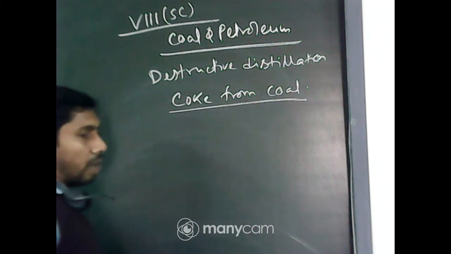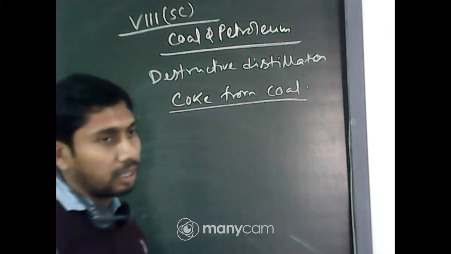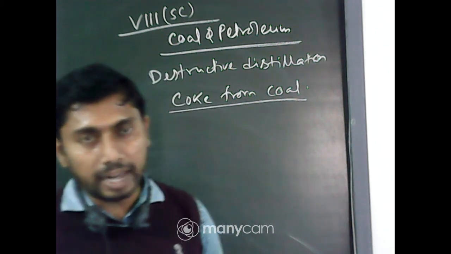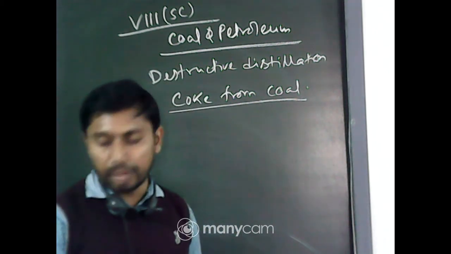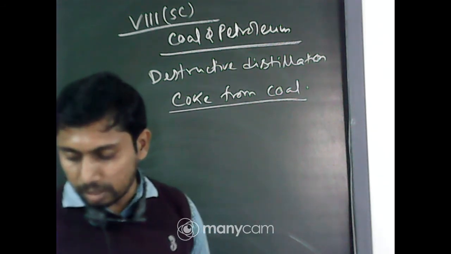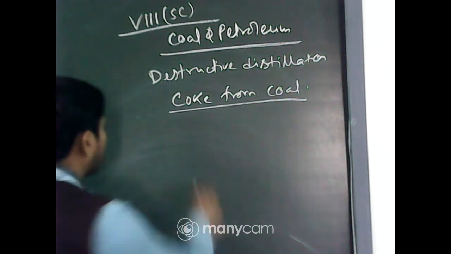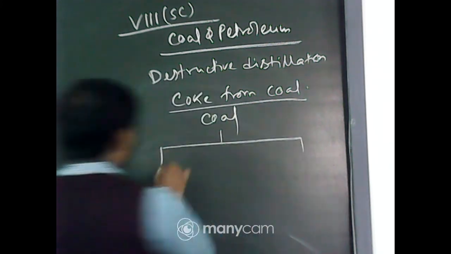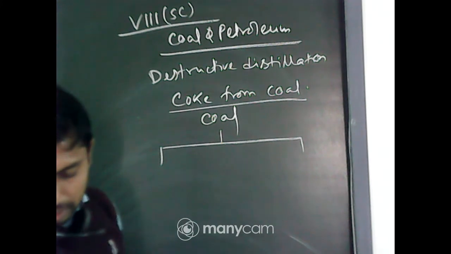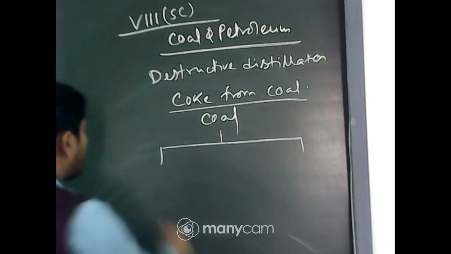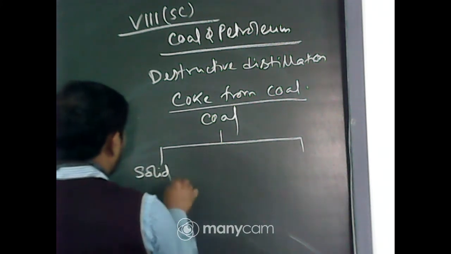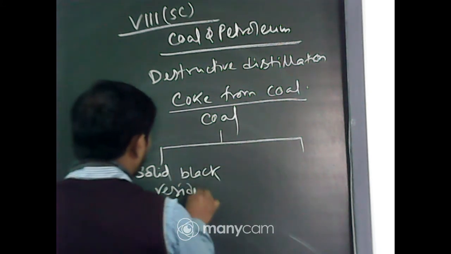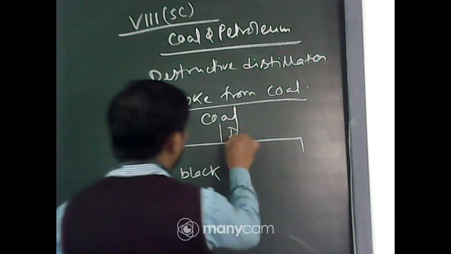Now here I will show you one flow chart of the byproducts we get from coal. Later on we will move to the natural gas, which was left. Okay, so first, coal is there. When it is heated, it produces a solid black residue. Here the process is destructive distillation.